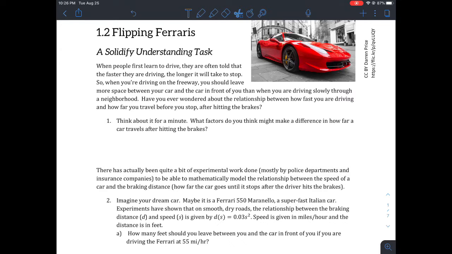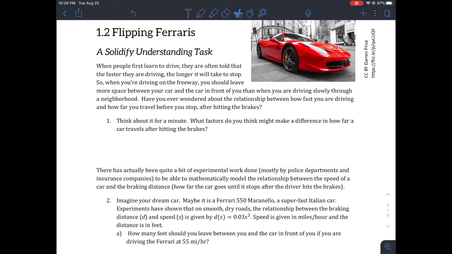It says, when people first learn to drive, they are often told that the faster they are driving, the longer it will take to stop. So when you're driving on the freeway, you should leave more space between your car and the car in front of you than when you are driving slowly through a neighborhood. Have you ever wondered about the relationship between how fast you are driving and how far you travel before you stop after hitting the brakes? Think about it for a minute. What factors do you think might make a difference in how far a car travels after hitting the brakes?